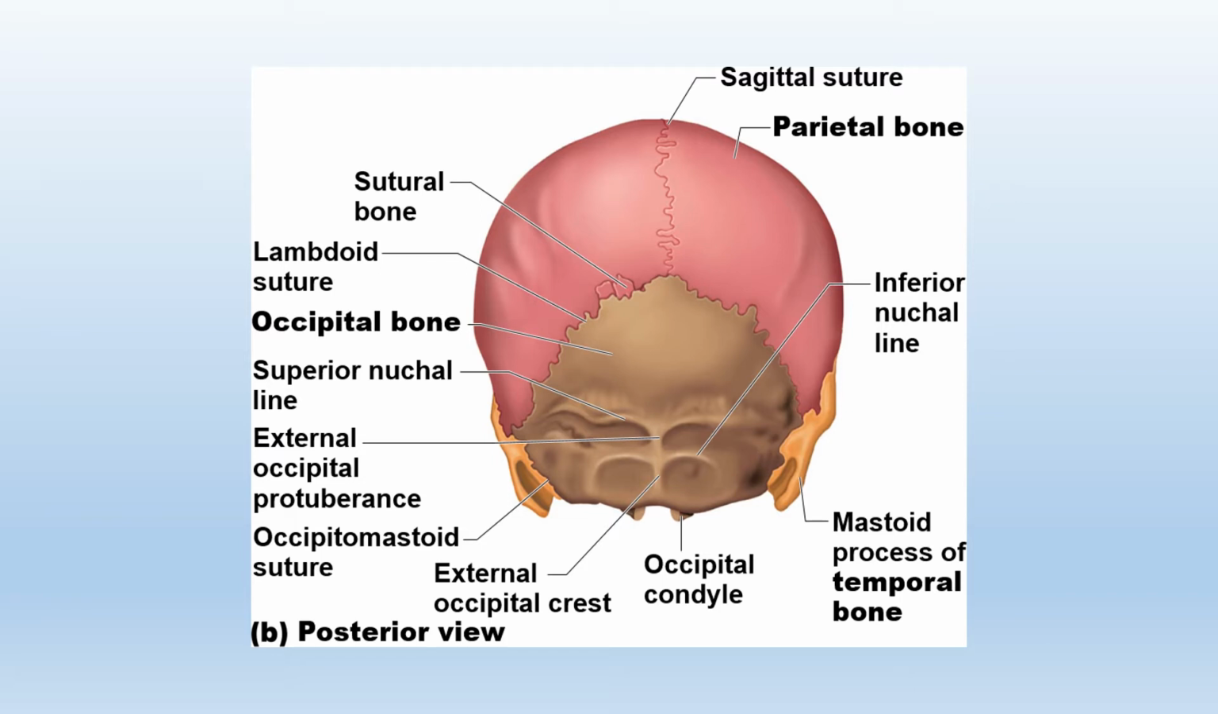Looking at a posterior view of the skull again, the occipital bone is seen here in brown. One thing that you are able to identify from the posterior view is the external occipital protuberance. If you actually take your hand or your fingers and palpate the back of your head, you are able to feel this bump. This is an important landmark as it allows for the attachment of a muscle known as the trapezius muscle.